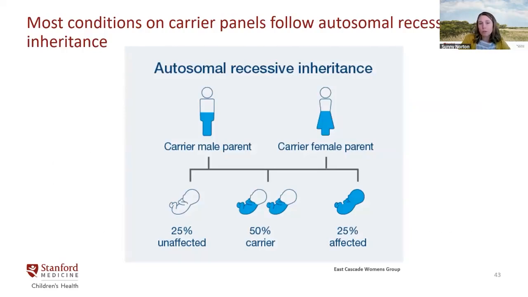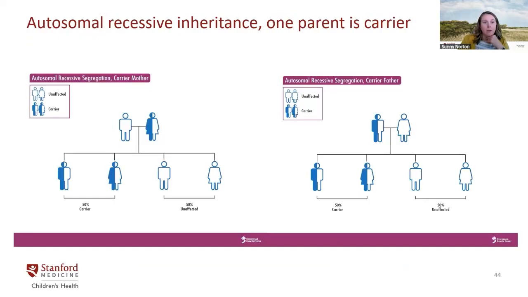So we're mostly screening for autosomal recessive conditions, which occur when both individuals in a couple carry the same genetic change, and they could pass that down. If two individuals carry the same recessive condition, there's a 25% chance to have an affected pregnancy. If one individual in the couple carries it and the other does not, then 50% chance to have a child that's a carrier as well, but we're not worried about an affected pregnancy.